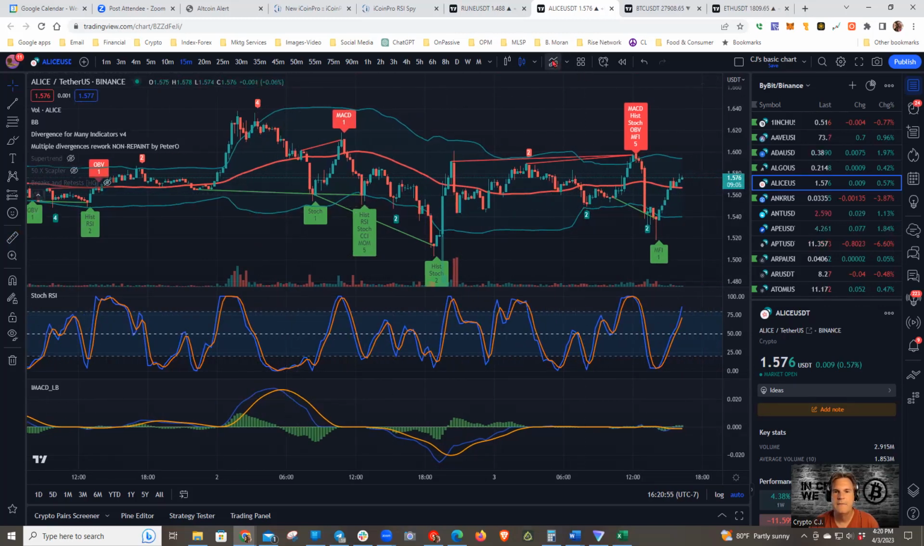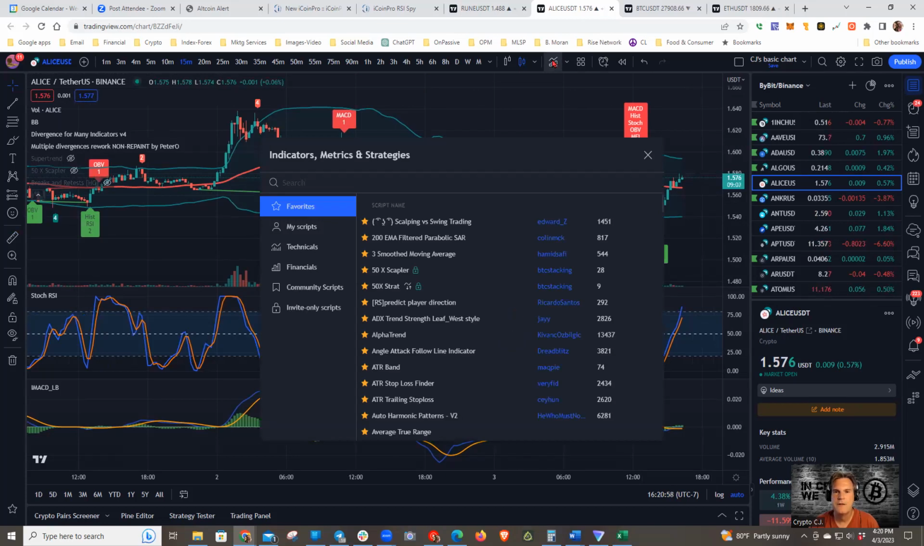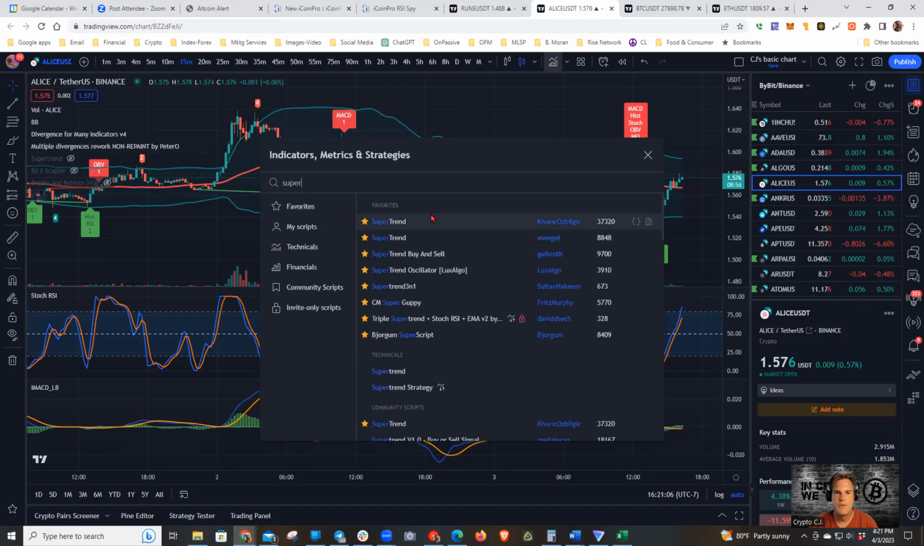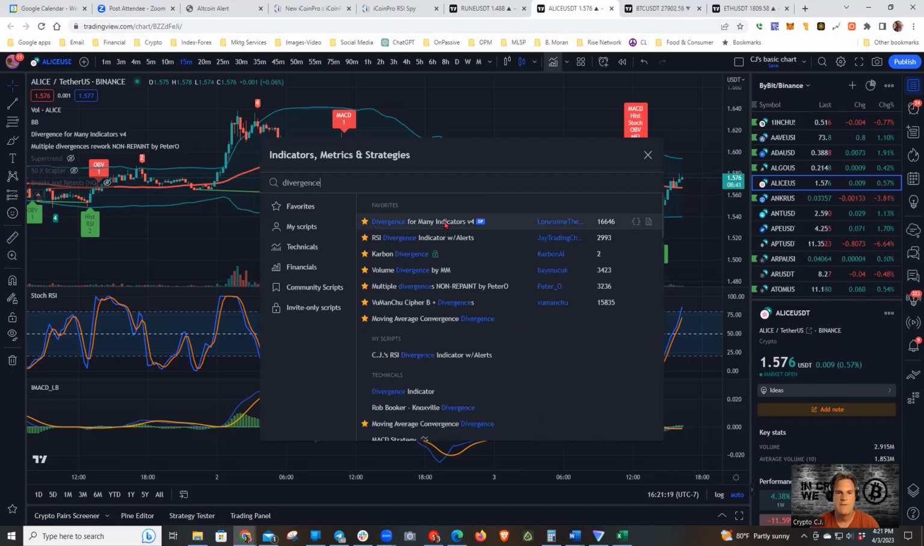If you want to add either Super Trend or divergence to your charts, click up here where the indicators are and type in Super Trend. I use both of these actually. This is the one I use most, this Kivonich one. And for divergence, this is the one I've got, the divergence from any indicators version 4. And I also use this one here, sort of a confirmation, multiple divergences, non-repaint.